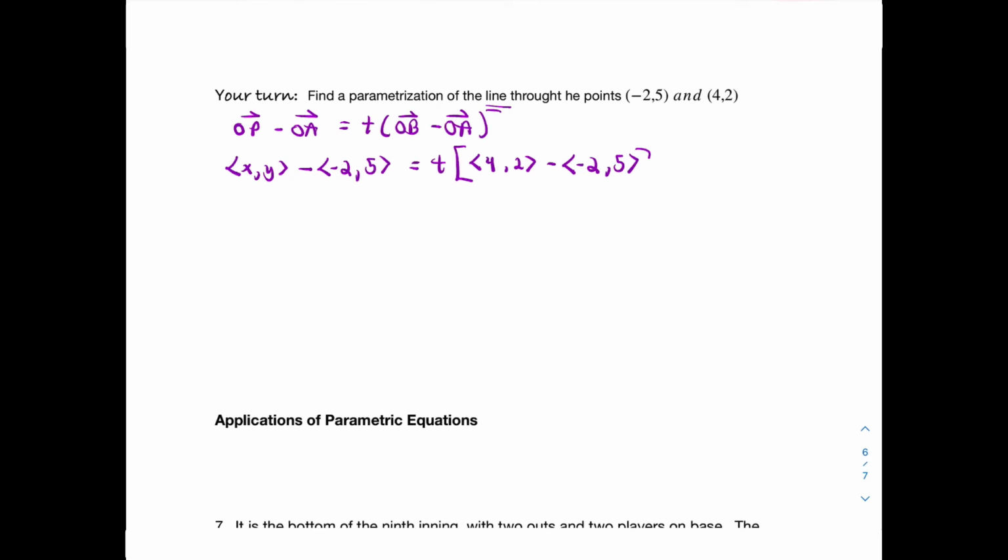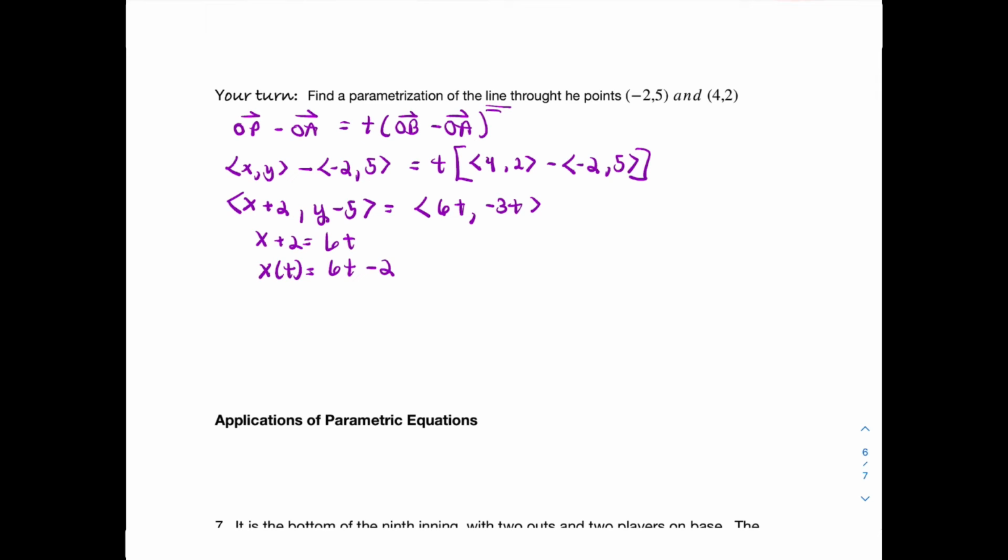If I translate each of these vectors to component form, this would be the setup of the problem. So using component subtraction here, I get the vector (x plus 2, y minus 5) is equal to the vector (6t, negative 3t). And therefore, x plus 2 must equal 6t, or solving for x, x must be equal to 6t minus 2. So x of t is equal to 6t minus 2.